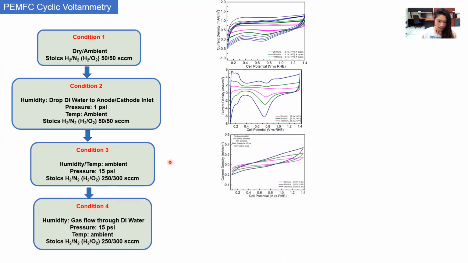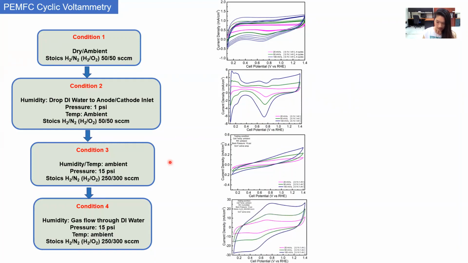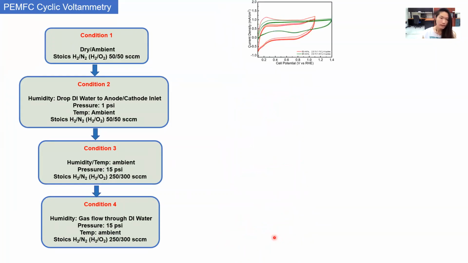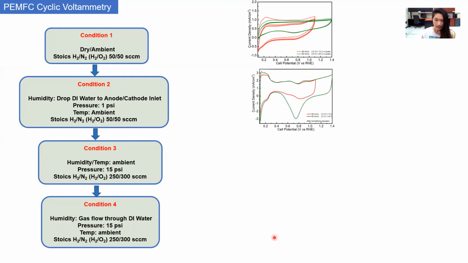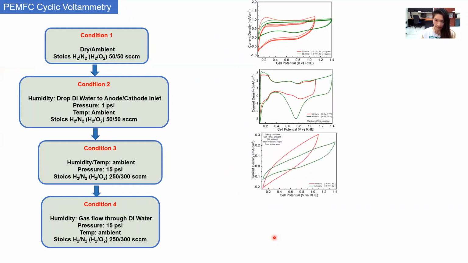After we increase the back pressure from 1 to 15 psi, and we continue to humidify the gas, we can get the CV curve with a larger cycle area. When we change the electrochemical potential, we can see a similar trend.